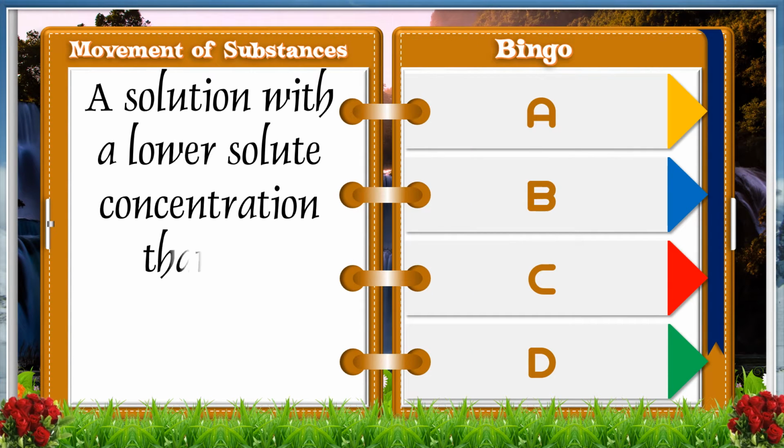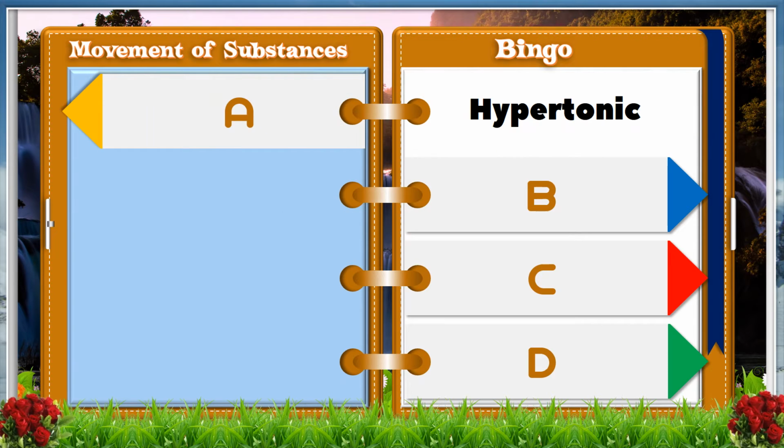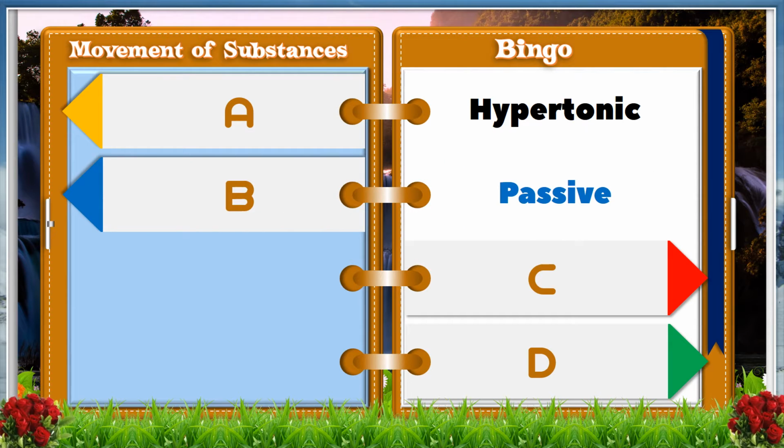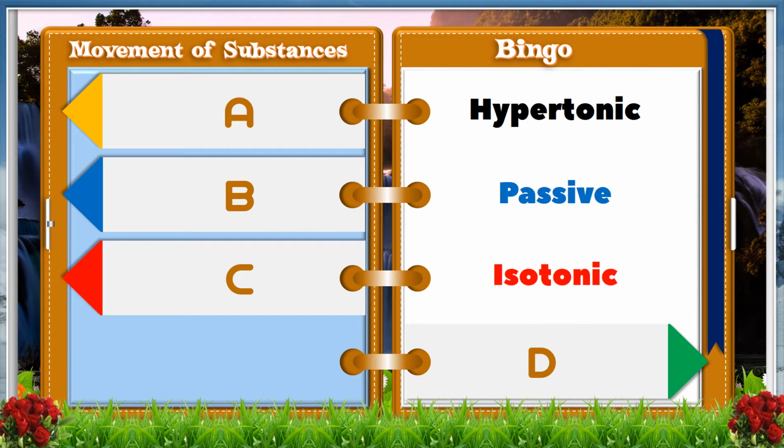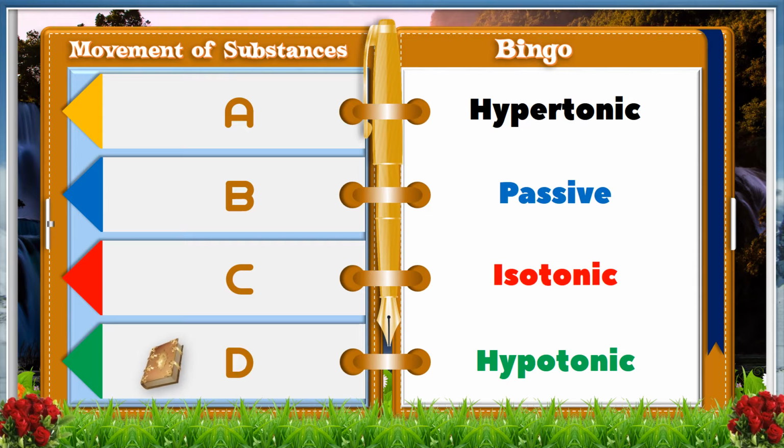A solution with a lower solute concentration than the surrounding solution. A. Hypotonic. B. Passive. C. Isotonic. D. Hypotonic. And the answer is D. Hypotonic.